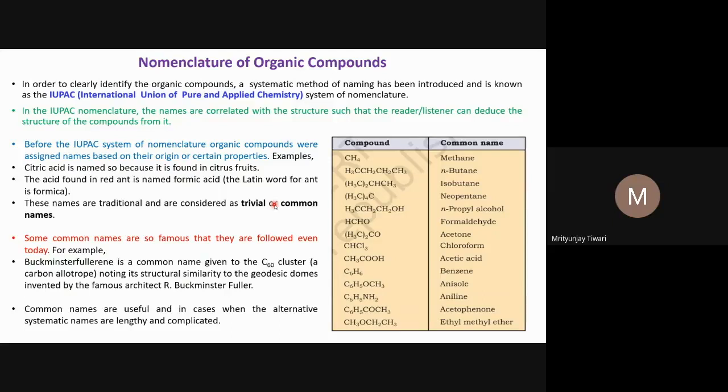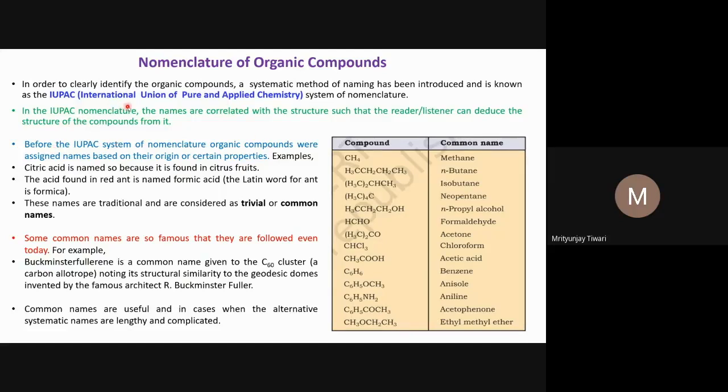That is why people started giving a systematic nomenclature to organic compounds. With systematic nomenclature, once you know the structure, you can easily write the name, or if you know the name, you can easily write the structure. We will see how one can write an IUPAC name of an organic compound. There is a set of rules, and once you know them, you can easily write the structure from the name as well.